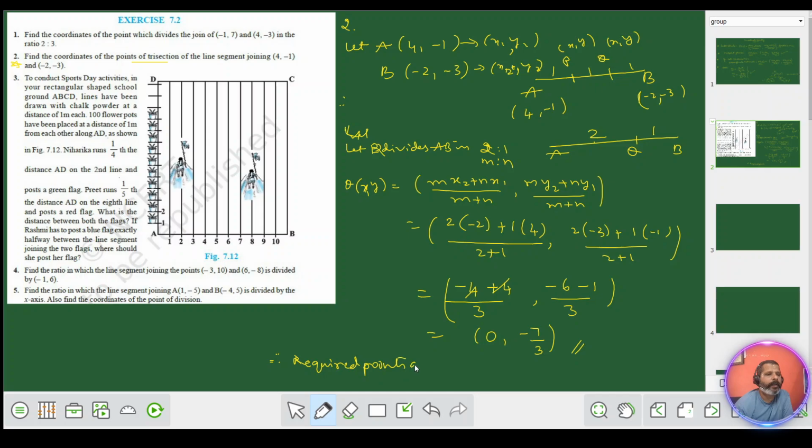Required points are P of 2 comma minus 5 by 3 and Q of 0 comma minus 7 by 3. This is a very important question. Please pay attention. There is one example of the same type, with different coordinates. We'll move to the next question.